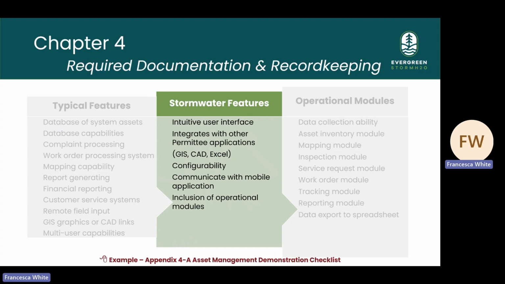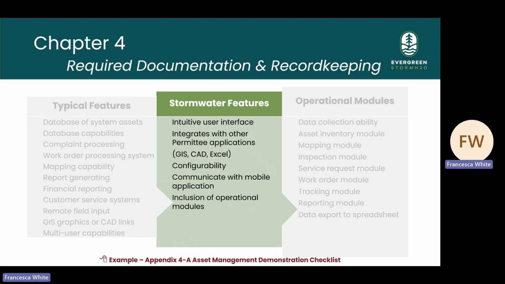Communicate with mobile application. This is probably one of the most important, especially with what we're talking about today, inspecting and maintaining BMPs on private property. And that is because this is one way asset management software platforms really help streamline these inspections, is being able to take this software out into the field on some type of mobile device like a tablet and do these inspections and upload them in real time. And you're not going to be able to do that if there's not some type of mobile application.